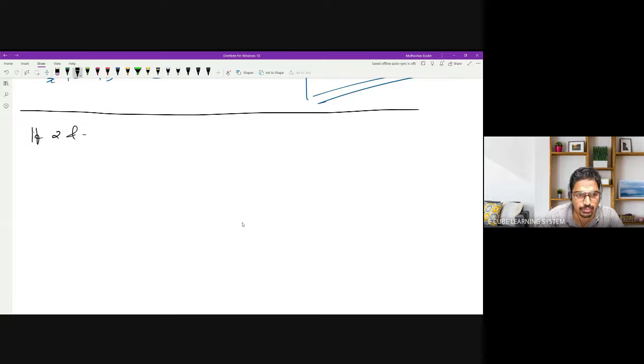Below you write. If 2 and minus 2 are the zeros of the polynomial x raised to 4 plus 7x cube plus 8x square minus 28x minus 14, find the remaining zeros.